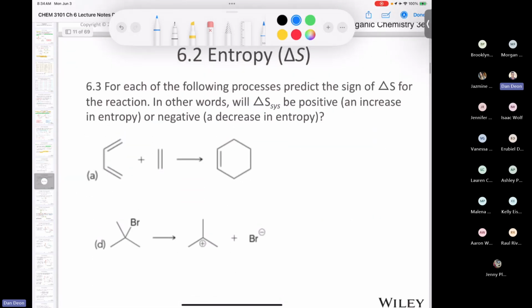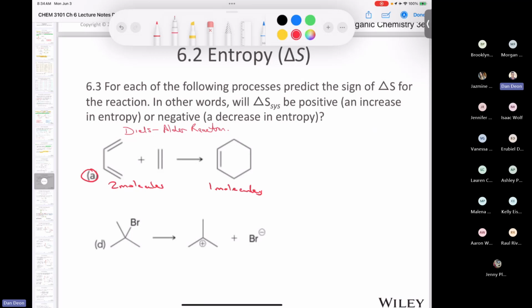If you're not 100% sure, let's take a look at a problem. It just says here in 6.3, for each of these processes, there's 2 reactions here. Tell me whether the sign of delta S is going to be positive or negative. Is there going to be an increase in entropy or a decrease? So let's take a look at A. In A, I'm starting with 2 molecules, and then I end up with 1 molecule. This reaction has a name. It's named after 2 scientists. This is called the Diels-Alder reaction. We don't cover it in this class, but we cover it in organic chemistry too. But you see I'm going from 2 molecules to 1 molecule.